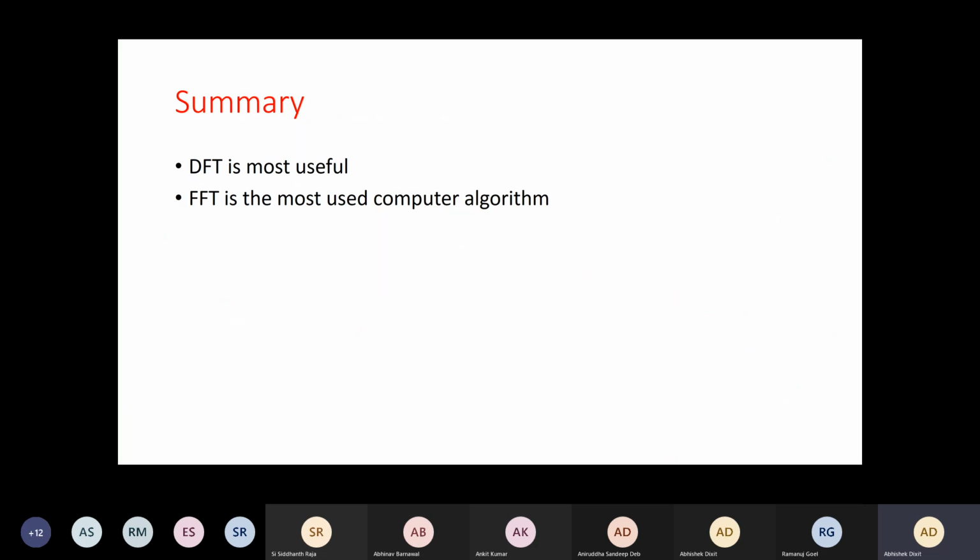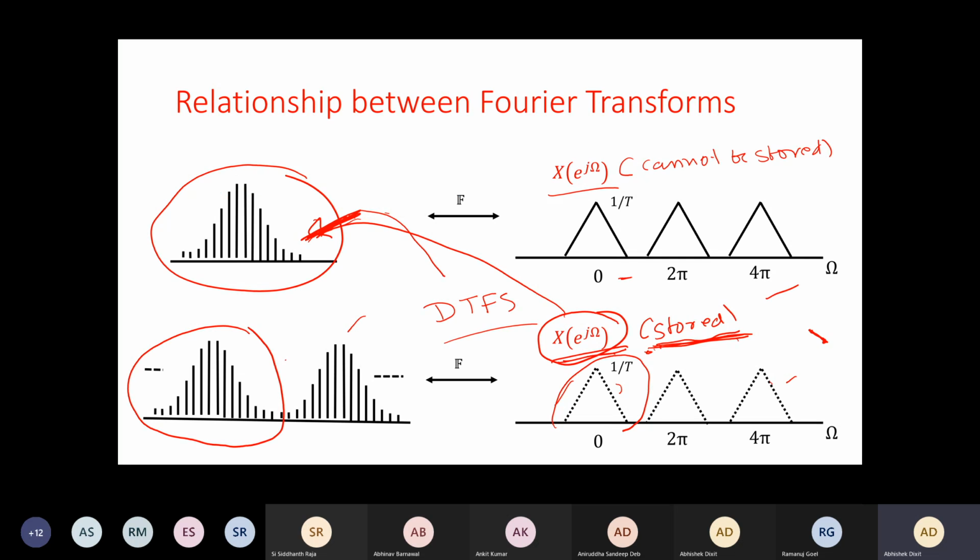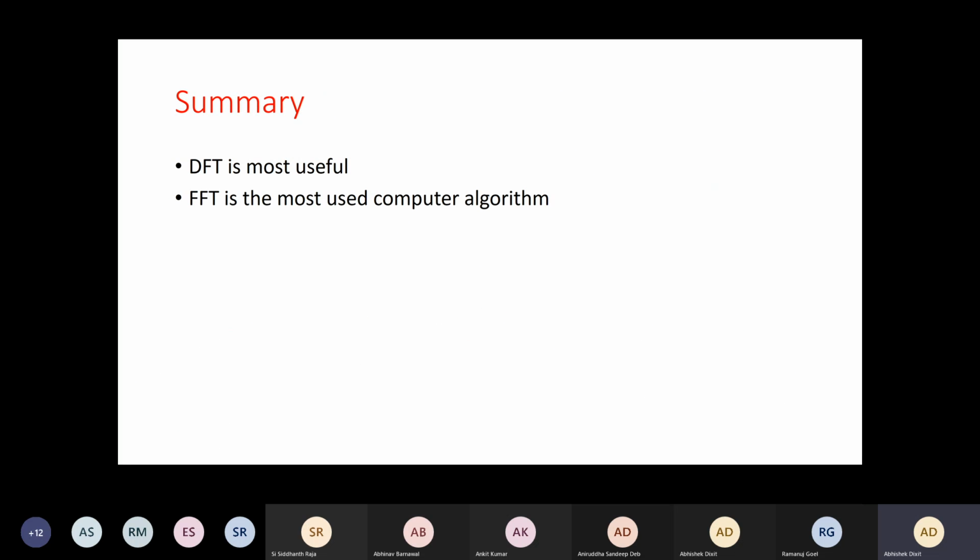So I stop this lecture with these two important points. That's why DFT is the only practical thing to be useful. This is not practical. You cannot store this in computers, right? So this is not useful. And FFT is the most used computer algorithm.